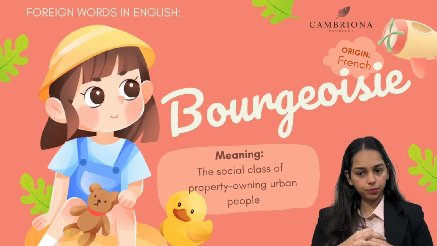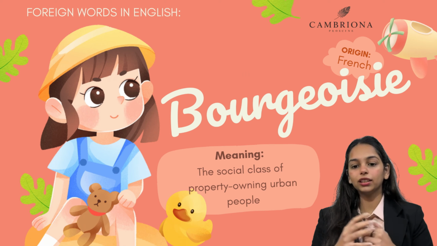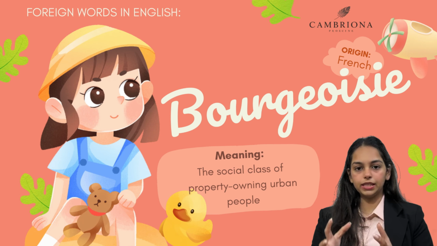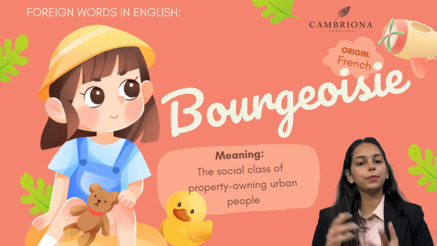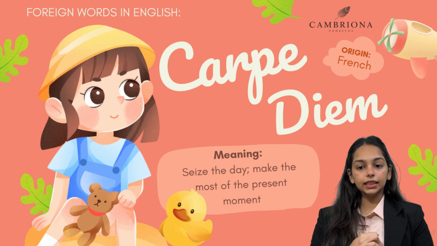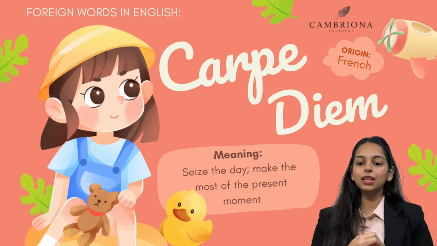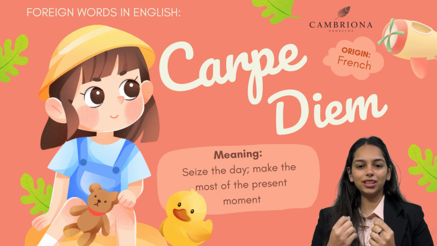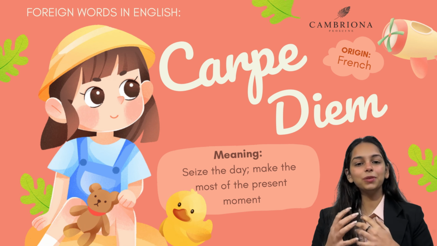The next is bourgeoisie. The origin is French and the meaning is the social class of property owning urban people. Basically, the group of people which have capital and properties to their name. The next is Carpe Diem. The meaning is seize the day. Make the most of the present moment. Basically, जो आपका दिन है उसको seize करो. Make the most out of it.